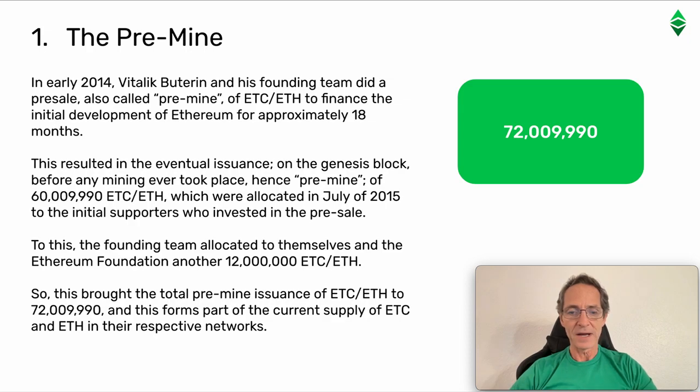To this, the founding team allocated to themselves and the Ethereum Foundation another 12 million ETC/ETH. So, this brought the total pre-mine issuance of ETC/ETH to 72,009,990, and this forms part of the current supply of ETC and ETH in their respective networks.